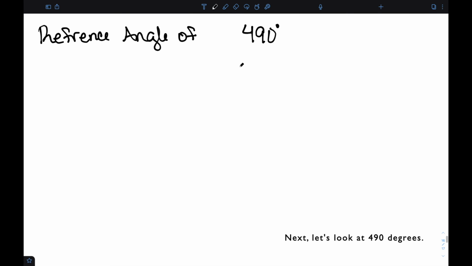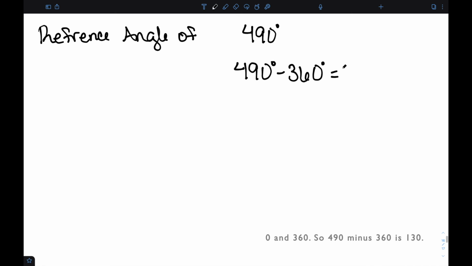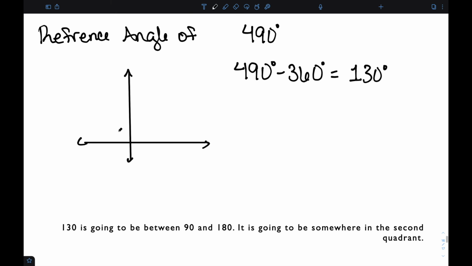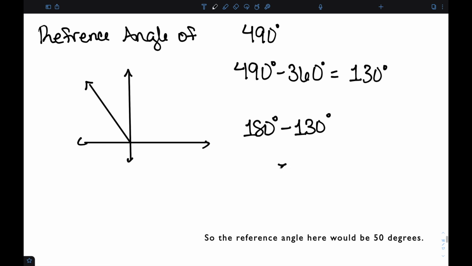Next, let's look at 490 degrees. 490 degrees is bigger than 360. So let's first start by finding a coterminal angle that's between 0 and 360. So 490 minus 360 is 130. If I want to quickly sketch that, 130 is going to be between 90 and 180. It's going to be somewhere in the second quadrant. So those reference angles are found by doing 180 degrees minus the initial angle. So the reference angle here would be 50 degrees.